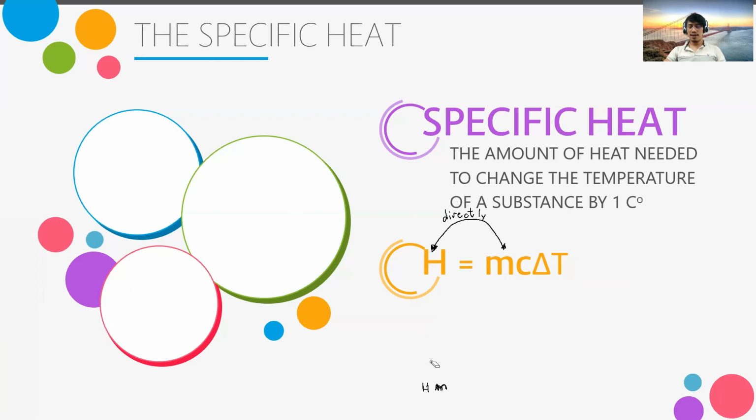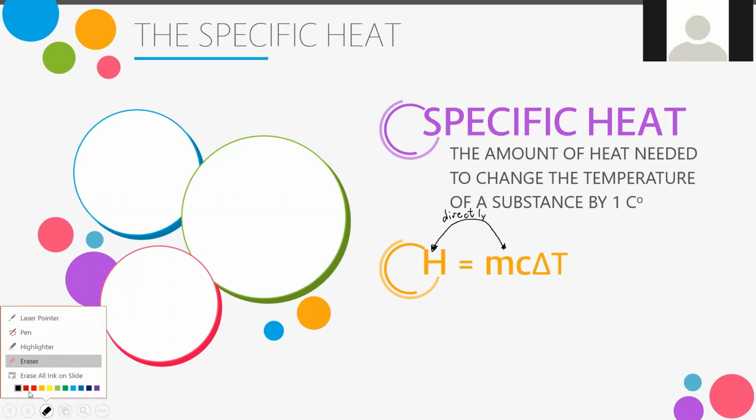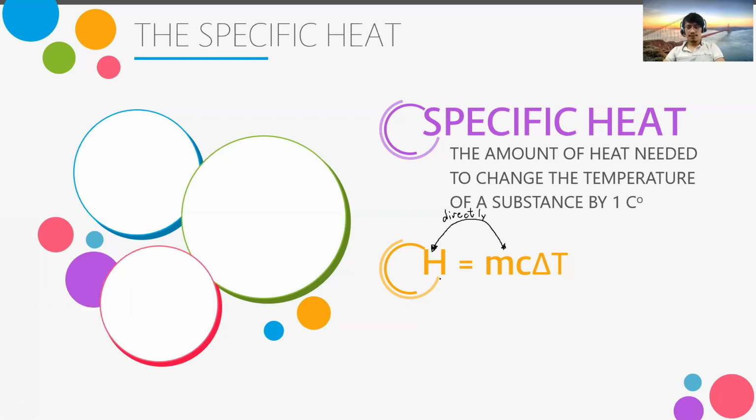Heat and change in temperature. Here, the relationship between heat and change in temperature: if you notice, they are also on opposite sides of the equation, but both are in the numerator. So that means the relationship is direct. Direct pa din.